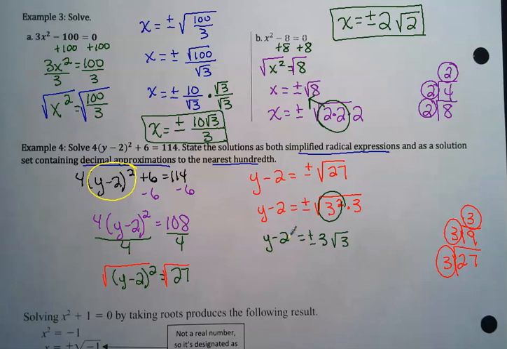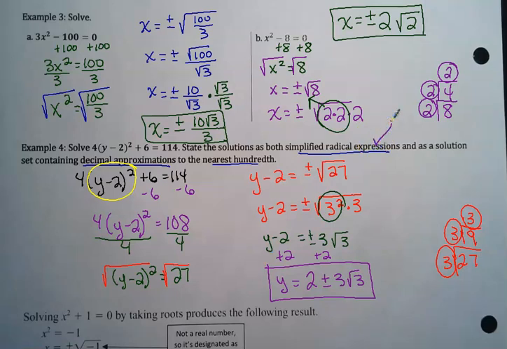Okay, now we need to isolate the variable to actually solve. So we're going to add 2 to both sides. So we would have y equals, now the thing about this too is we always put the number in front. We could say plus or minus 3 times the square root of 3 plus 2, but we're going to write this 2 first. It's going to be 2 plus or minus 3 times the square root of 3. It's generally less confusing to put the whole number in front. All right, so this answer is the simplified radical expression.